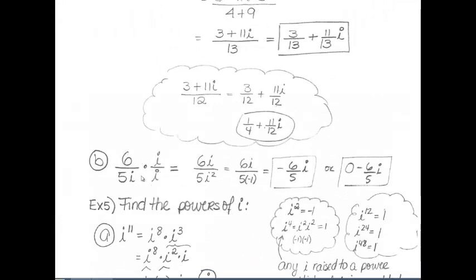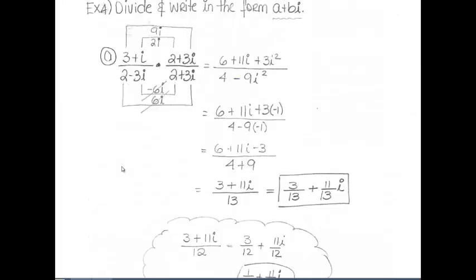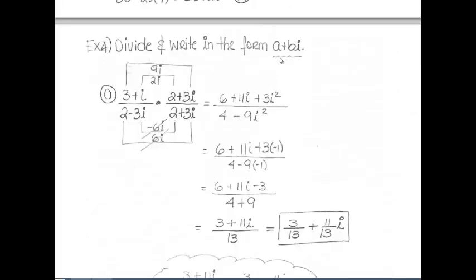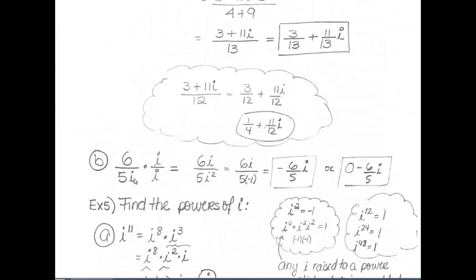So I started out with this problem, and my job is again to write in this format. So the first thing I need to do is get rid of the i on the bottom. So how do I do that? I multiply top and bottom by i, because that will eliminate the i. So 5i times i is 5i squared, and on top is 6i. On the bottom I have i squared, so I substitute negative 1.